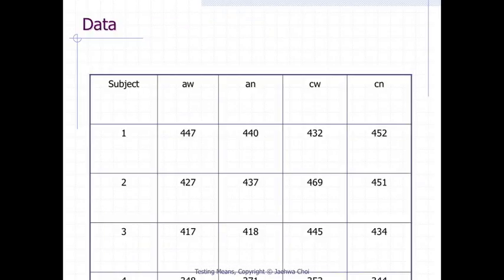This table shows the data for 5 of the 32 subjects in this experiment. All times are in milliseconds. Subject number 1 took 447 milliseconds to read an aggressive word that was preceded by a weapon word prime, the AW condition.